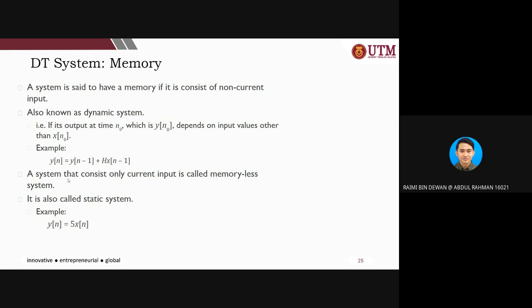A system that depends only on the current input is called memoryless, just like what I presented just now. It is also called a static system. So this one is an example of a static or memoryless system, because it only depends on the current value, which is n. We don't have any shifting, whether advanced or delayed.